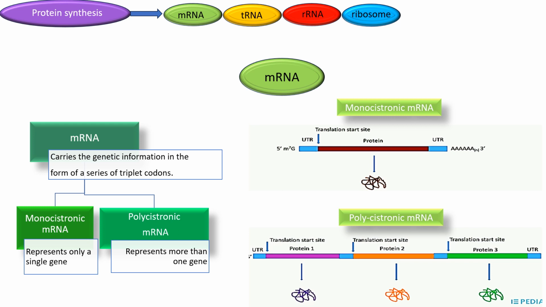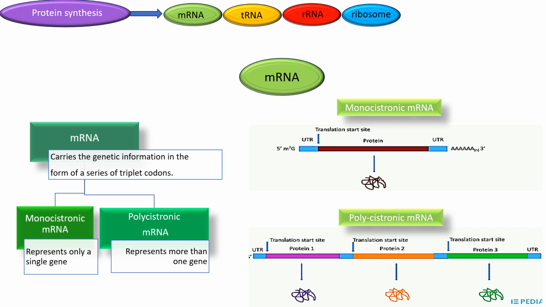Let's talk about mRNA first. mRNA is a messenger RNA. Why is it called messenger? Because it works as a messenger. It carries the genetic information from DNA to the protein synthesizing machinery of the cell, that is ribosome. It carries the information copied from the DNA in form of a sequence of triplet codons. mRNA is a polynucleotide sequence which contains a sequence of triplet codons.